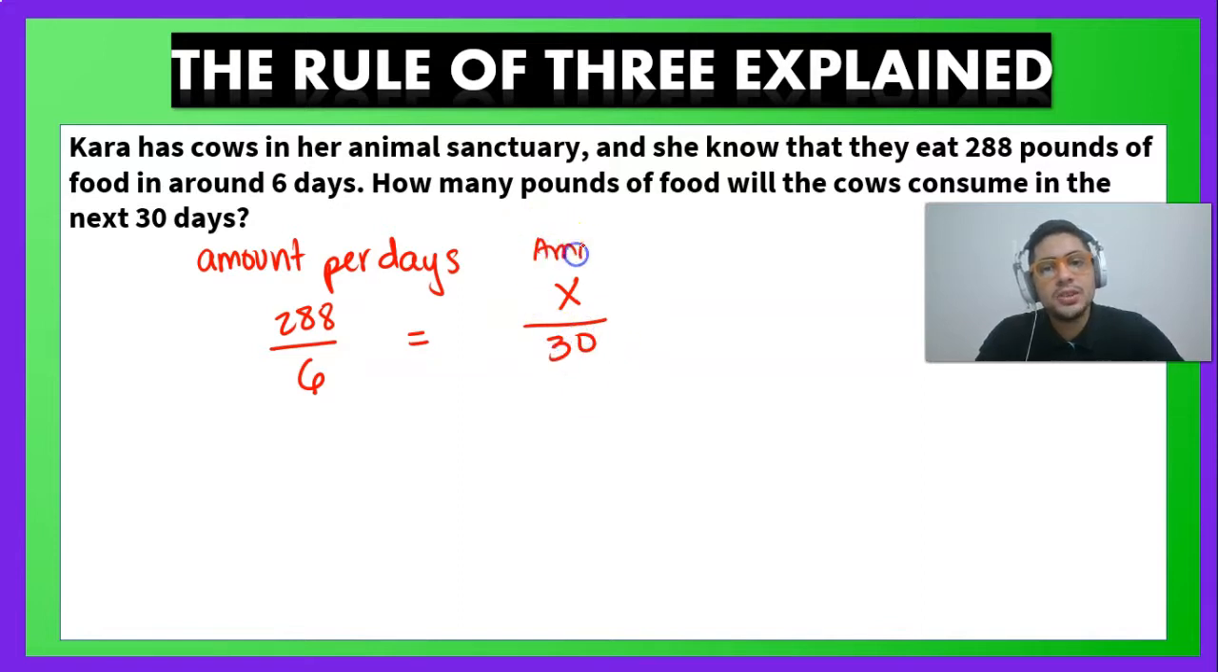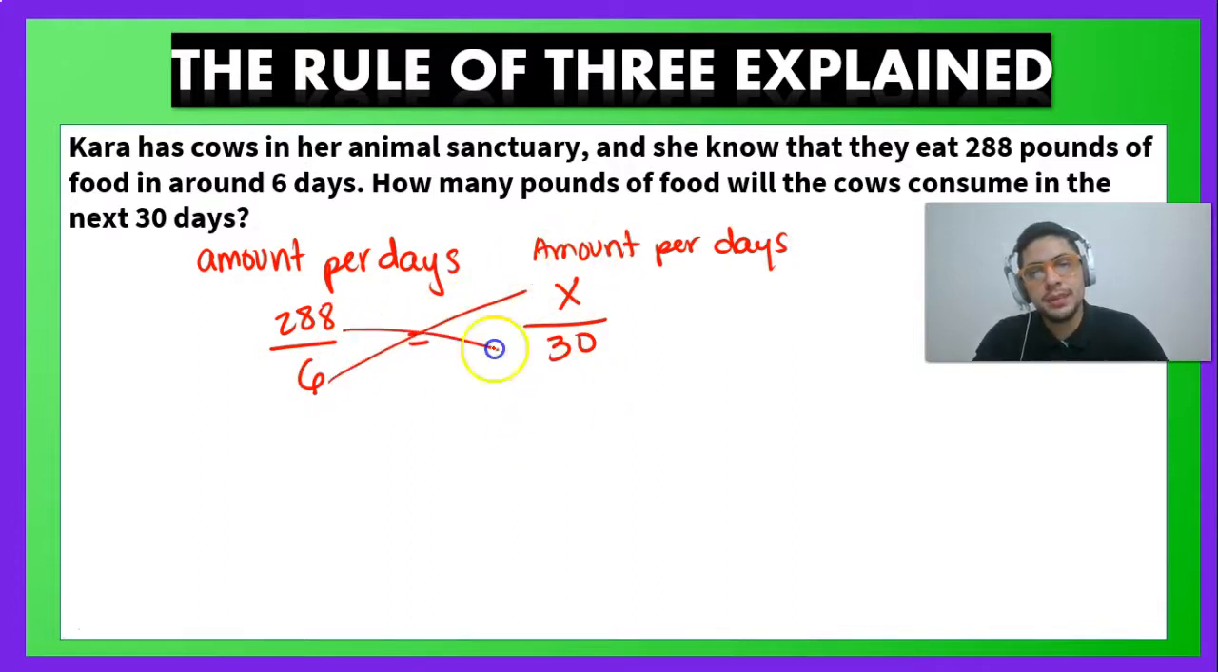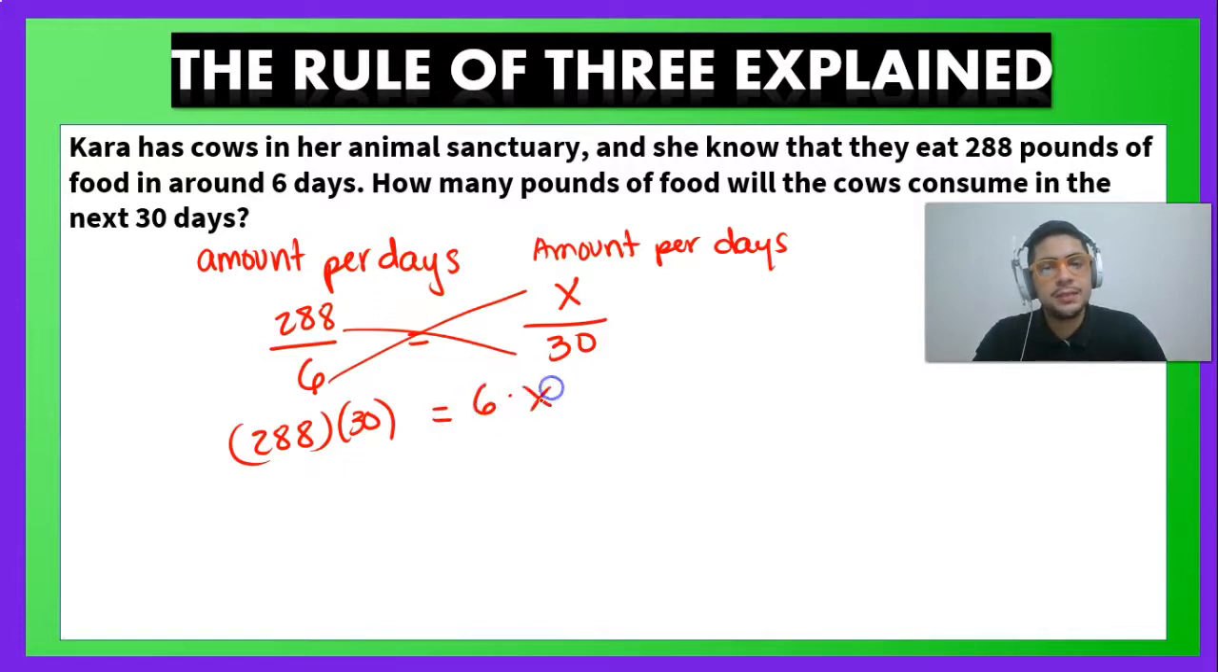Again, we're also expressing this as the amount of food per days, correct? So it's the same thing. So in order to find the value of X, we're going to, again, cross multiply. So 288 is going to be multiplied by 30, and that is going to be equal to 6 multiplied by x, which is the value of the food that we do not know that they are asking. So in order to find the amount of x, or the amount of food, we're going to divide both sides of the equation by 6.